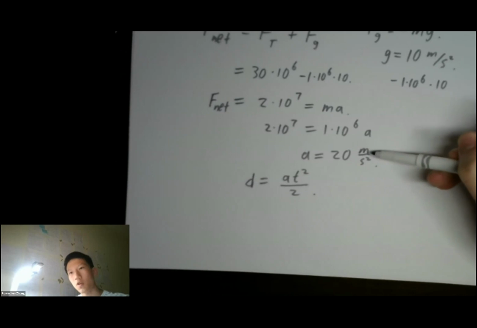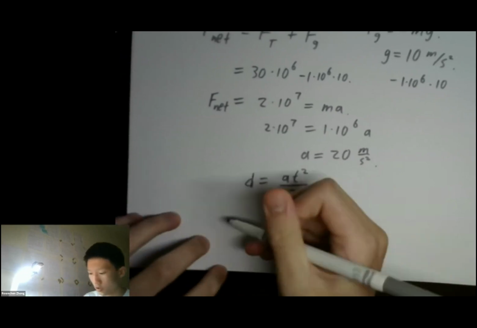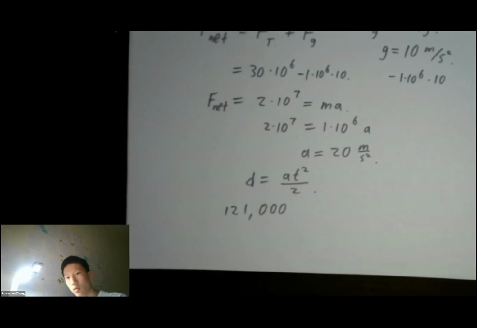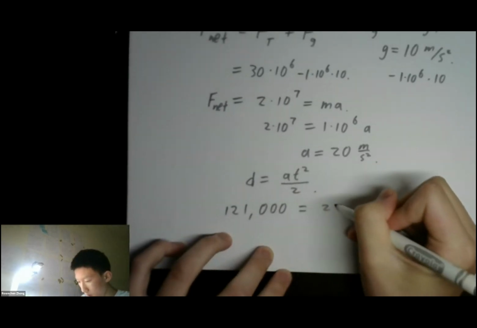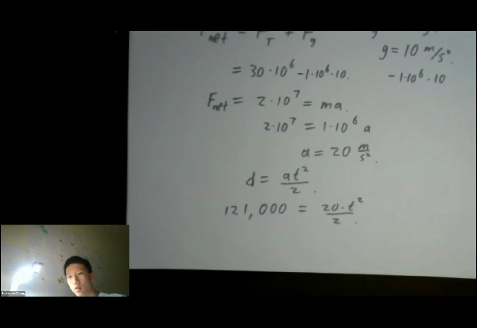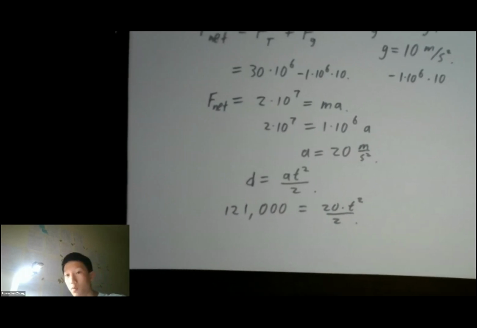Acceleration, we gave that in terms of meters per second squared. So we can't talk about kilometers and suddenly change to meters. We have to convert it to meters first. If you're 121 kilometers away, that's just 121,000 meters. And this is going to be equal to 20 times time squared divided by 2.